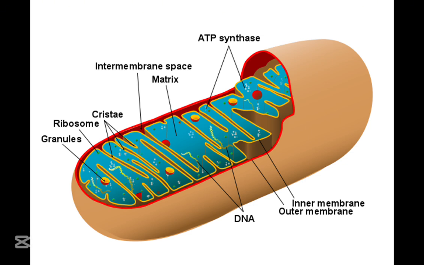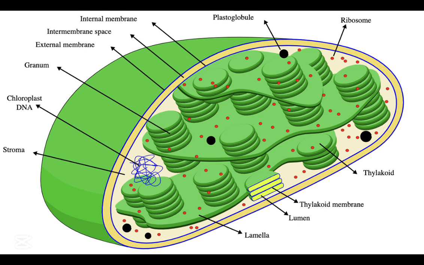And let's not forget the matrix, the innermost compartment of the mitochondrion. That's where the enzymes for the Krebs cycle, another key stage in cellular respiration, are located. Exactly. So the mitochondrion is like a highly organized factory with different departments for each stage of ATP production. That's an excellent analogy.